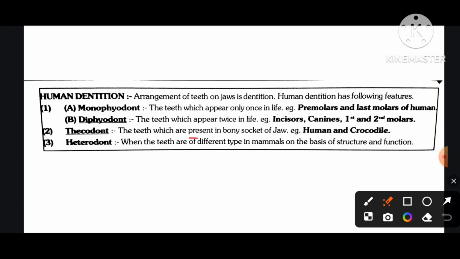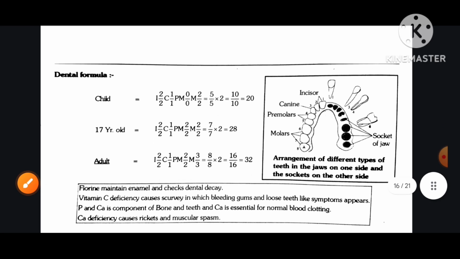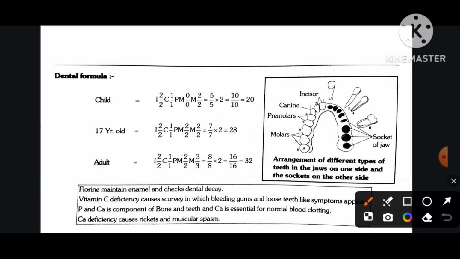Thecodont: the teeth which are present in bony sockets of the jaw, in humans and crocodiles. Number three, heterodont: when the teeth are of different types in mammals on the basis of structure and function. Dental formula. Child 20, 70-year-old 28, adult 32.